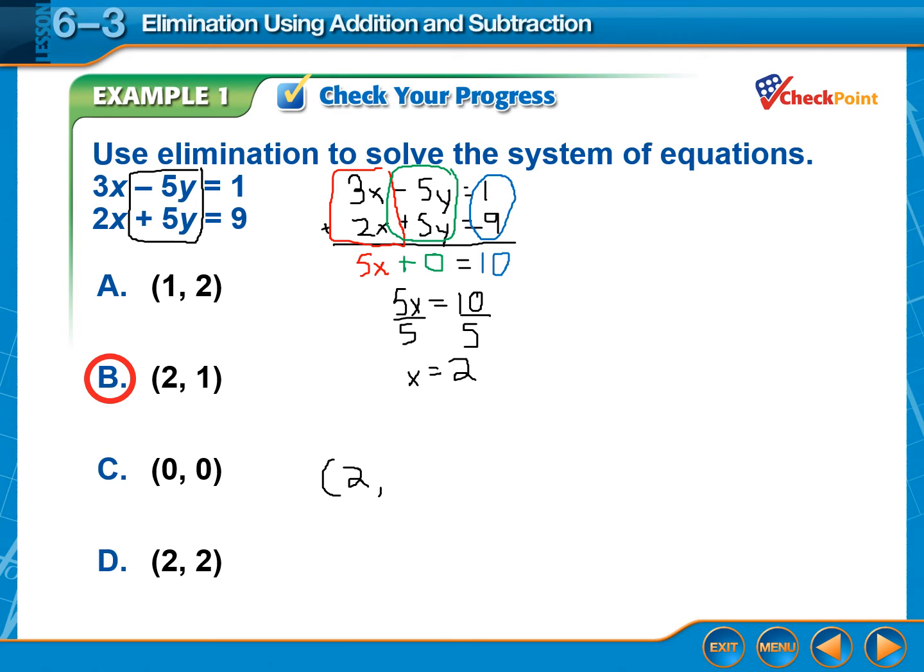All right, then once we know x is equal to 2, I can choose either equation 1 or equation 2, replace x with 2, and solve for y. So let's take the second equation, 2x plus 5y equals 9. And we're going to replace x with what we just found x was, which was 2. So I'm going to do 2 times 2 plus 5y is equal to 9.